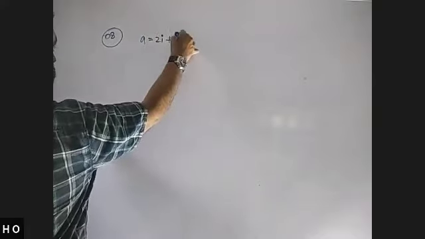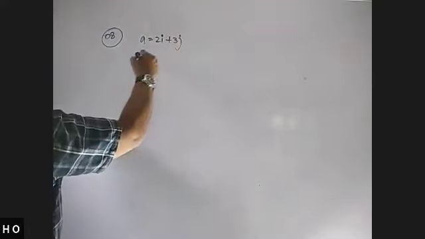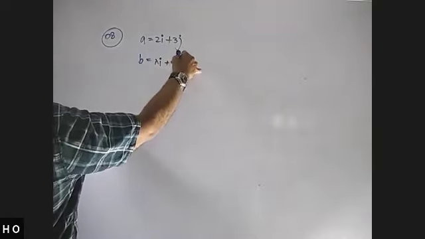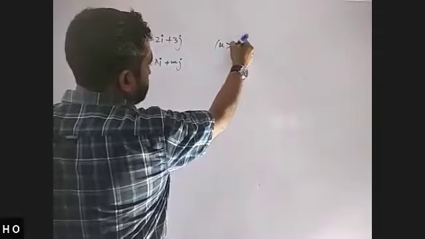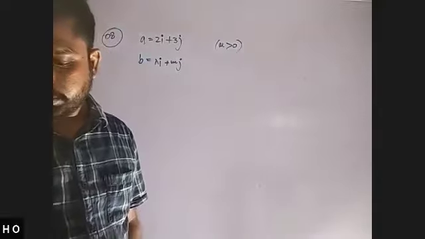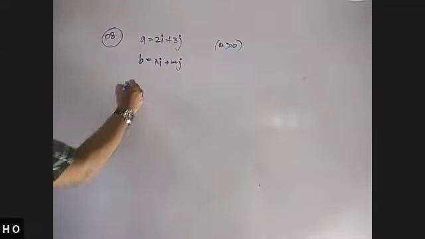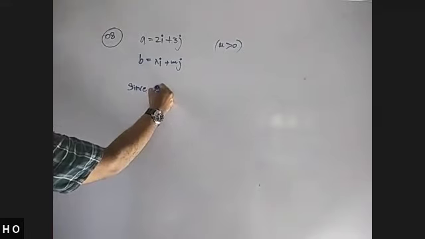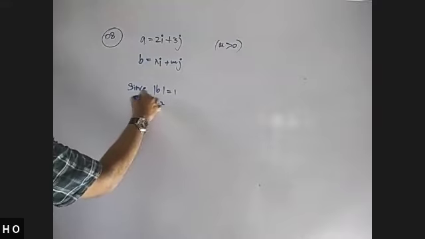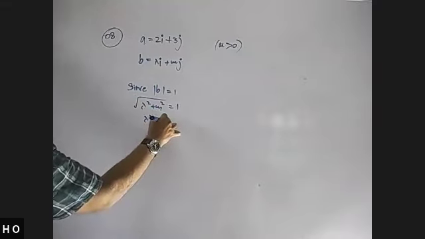They have given A as 2i plus 3j, B as lambda i plus mu j. Mu is positive, which will be important. Going further, i and j are the usual unit vectors. If B modulus is 1, you can see the square root of lambda squared plus mu squared is going to be 1. So lambda squared plus mu squared is 1.